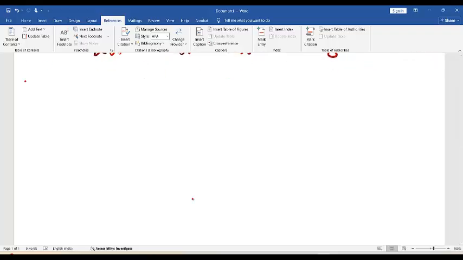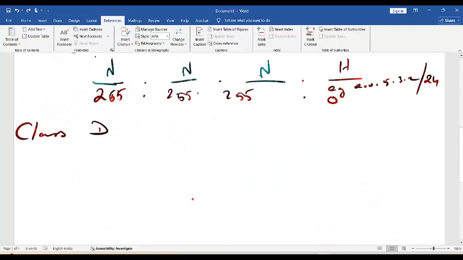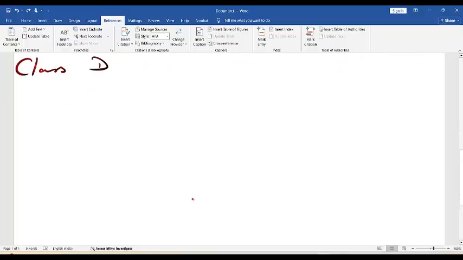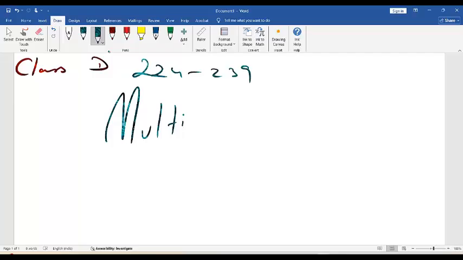Class D ranges from 224 to 239. When you find an address beginning with 224 to 239, they are all multicast addresses. Not meant to be assigned to a computer. If you try giving an address starting with 224, it won't accept.